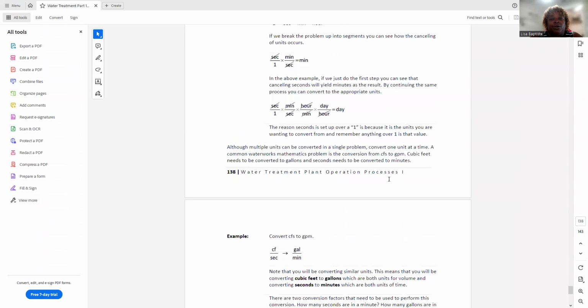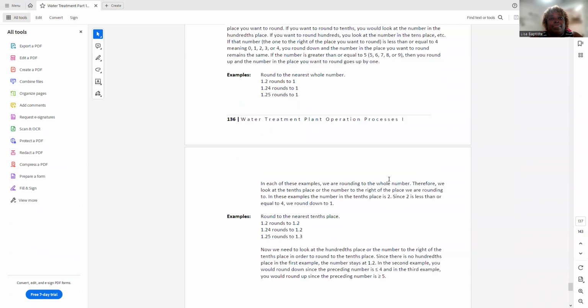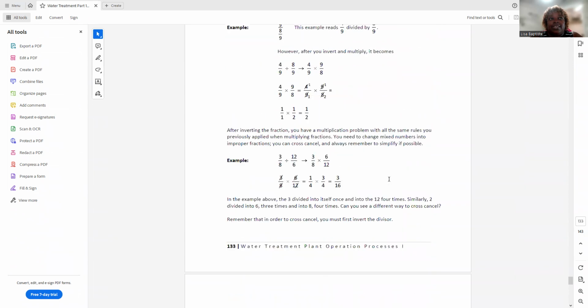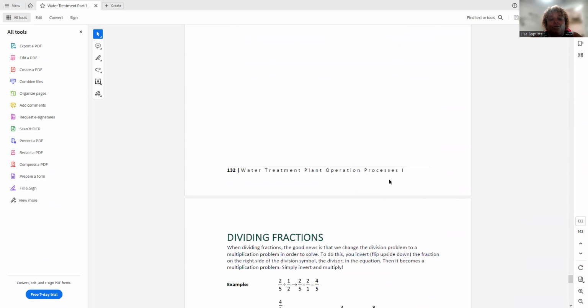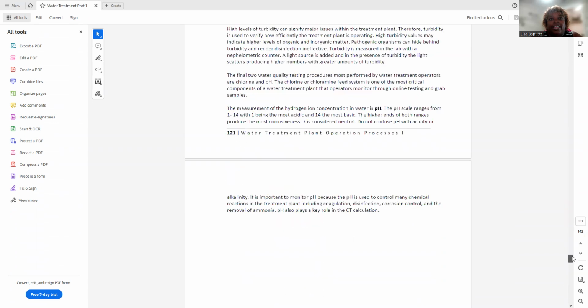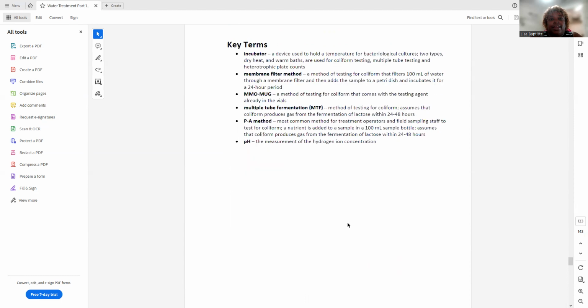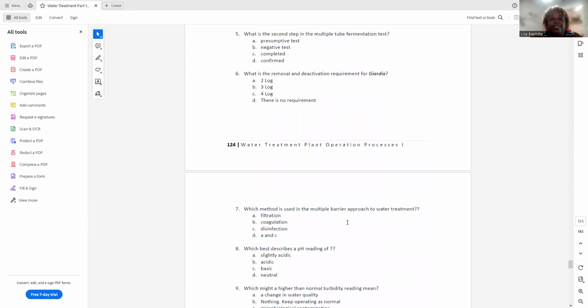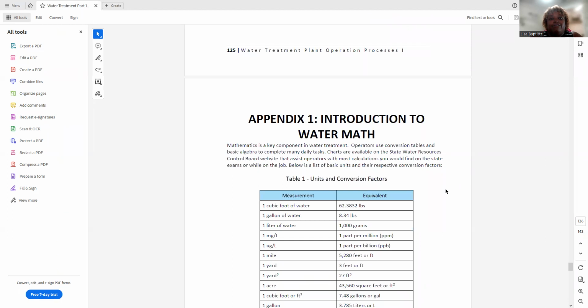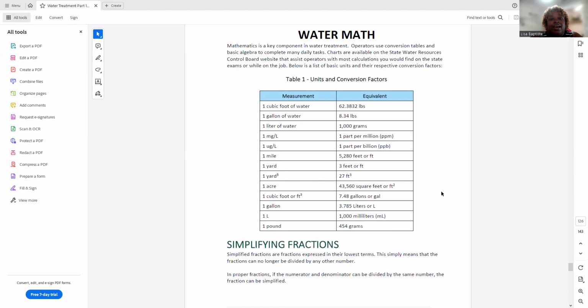And so go through this math section of your appendix 1. Again, this is in your water treatment part 1 text, and it's at the very end. Let me scroll back down. At the very end where it says appendix 1, introduction to water math. Very important that you go through this, understand it. If you have questions, please make sure that you ask your professor to give you help.